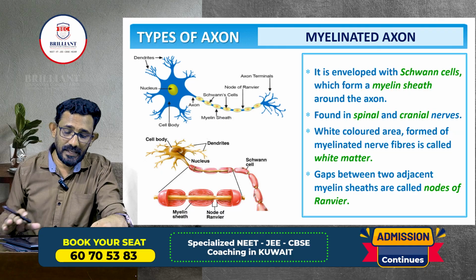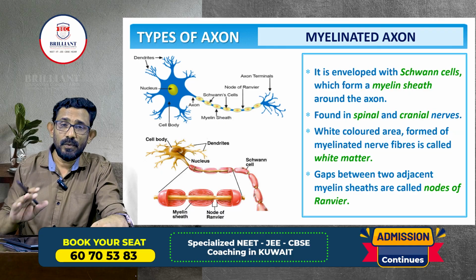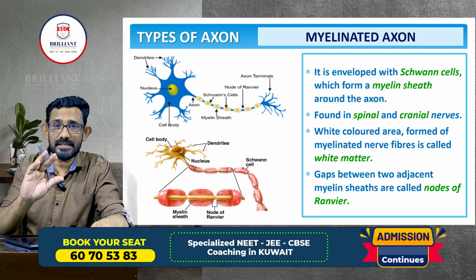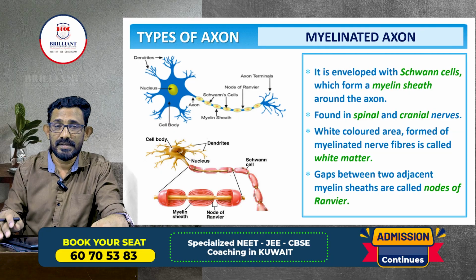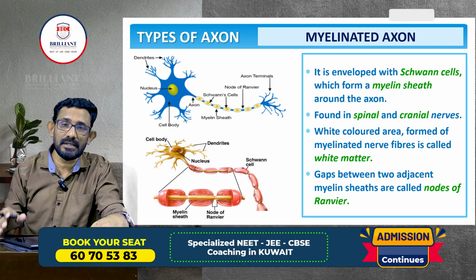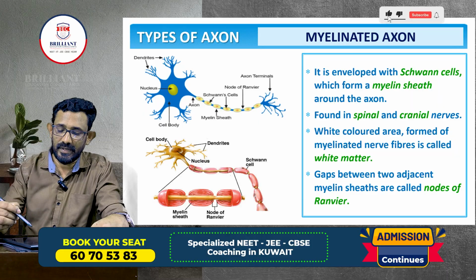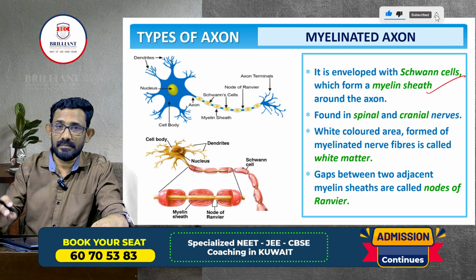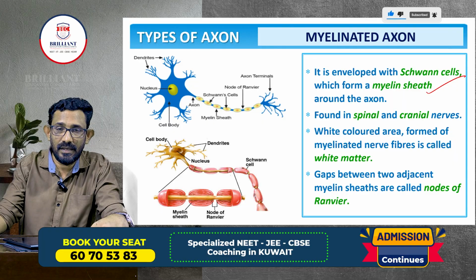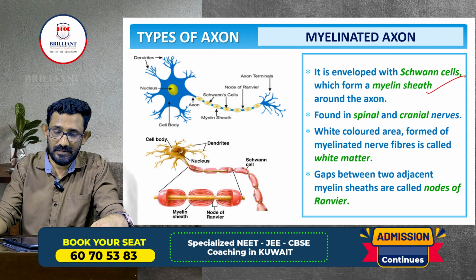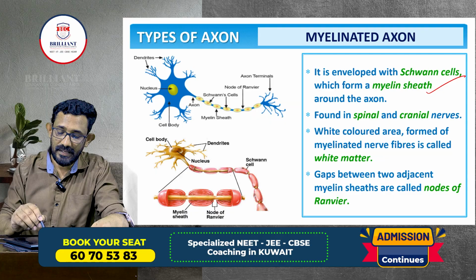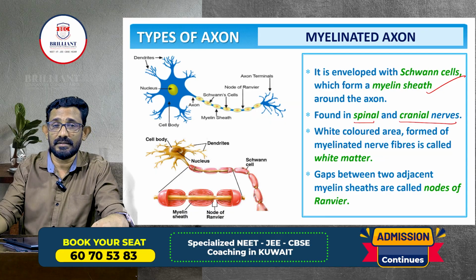See, now we are discussing the myelinated axon. What is myelin? Myelin is a protective covering. It is an envelope with Schwann cells which form a myelin sheath around the axon. Some of the axons are covered with a protective layer called the myelin sheath. Besides the myelin sheath, we can see a special type of cell called Schwann cells. Myelinated axons are usually found in the spinal and cranial nerves.